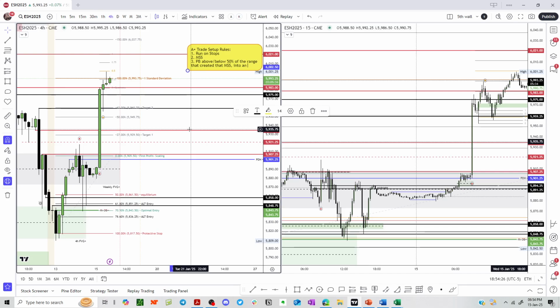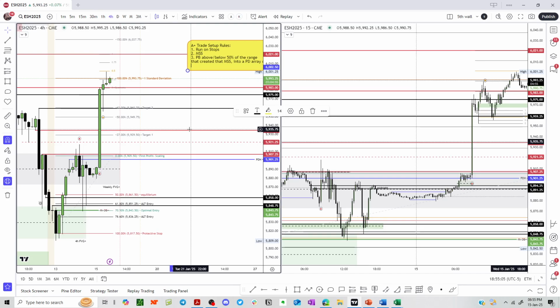Into a PD array, a premium discount array, such as an order block, such as an inefficiency like a fair value gap, such as a breaker, right? Such as previous day's high, previous day's low. All of those things are valid PD arrays, for example. So a pullback above or below 50% of the range that created the market structure shift into a PD array.